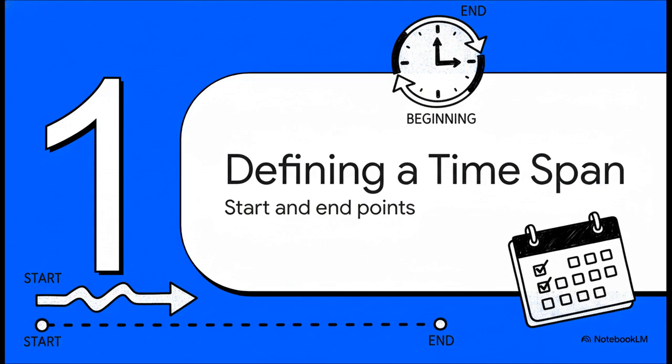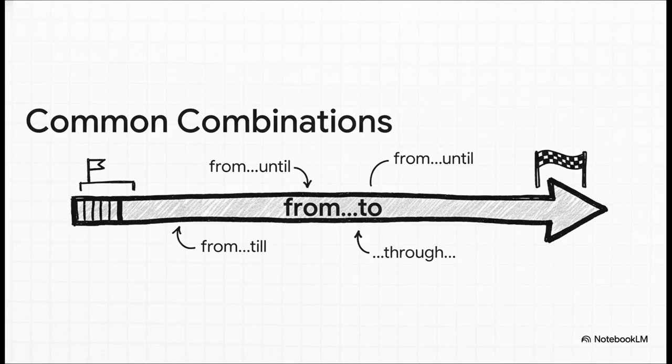Okay, let's dive right into our first section, defining a time span. So before we even get to the tricky stuff, we need to know how to talk about a complete period of time. You know, something with a clear start and a clear end. So you've actually got a few ways to do this. You could say from Monday until Sunday, or maybe from Monday till Sunday. Even Monday through Sunday works.